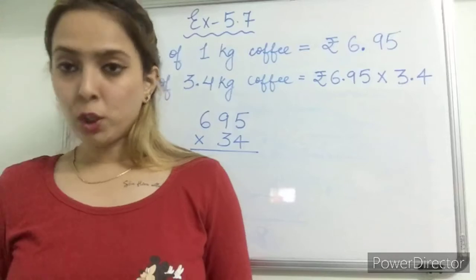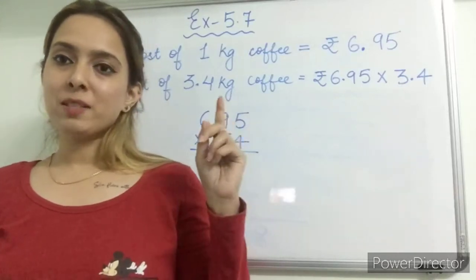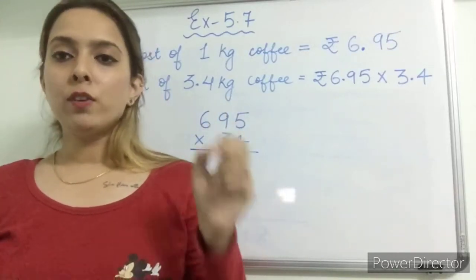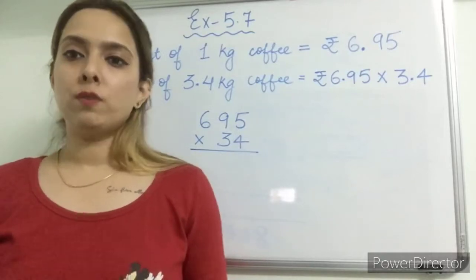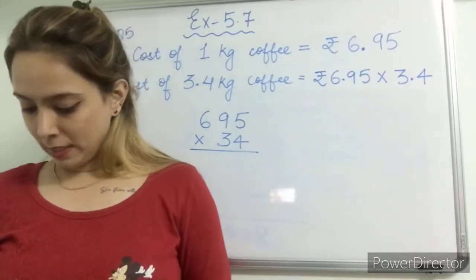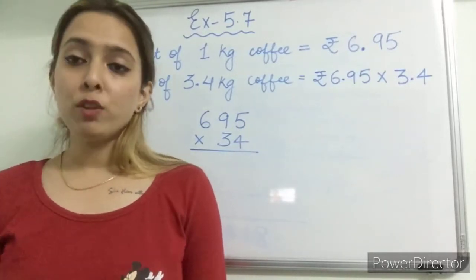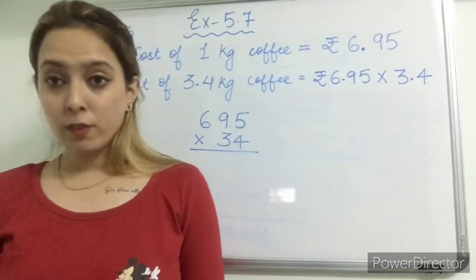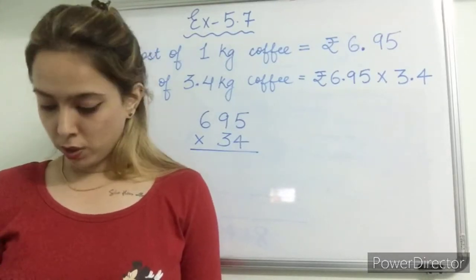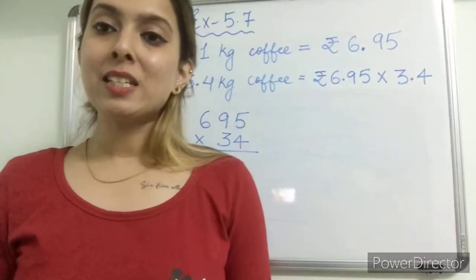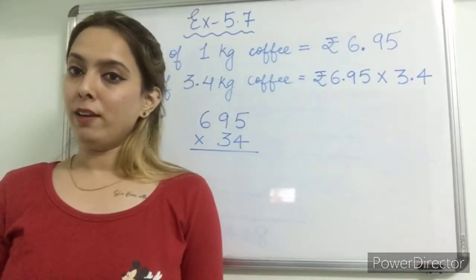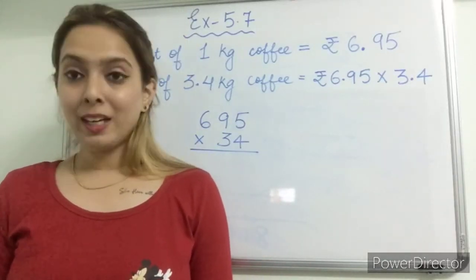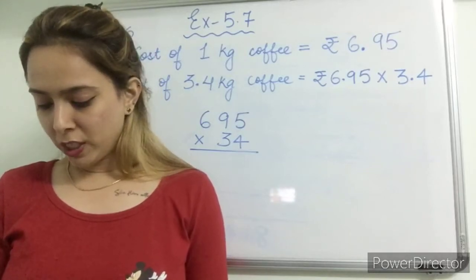There are only 2 word problems. I will explain the B part; the first part I will leave for you. So B part is: Adita bought 3.5 kilograms of coffee that costs rupees 6.95 per kilogram. How much money did she spend on coffee?